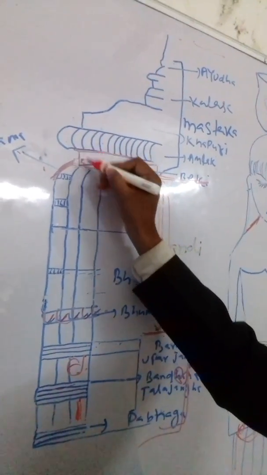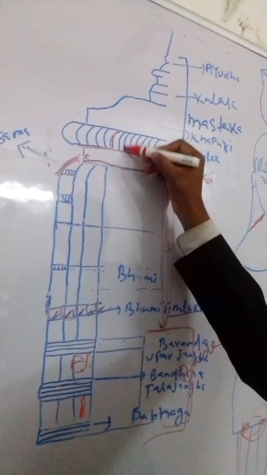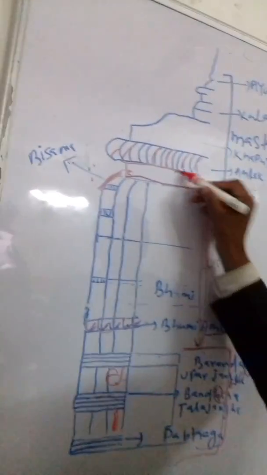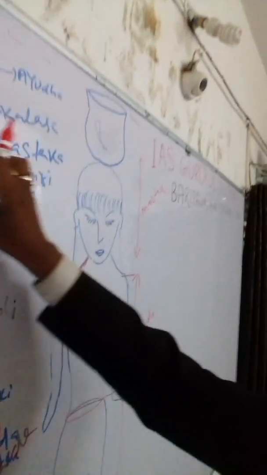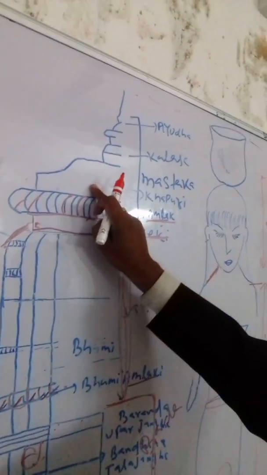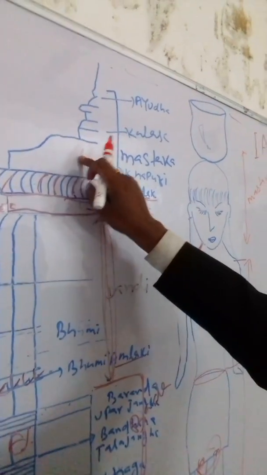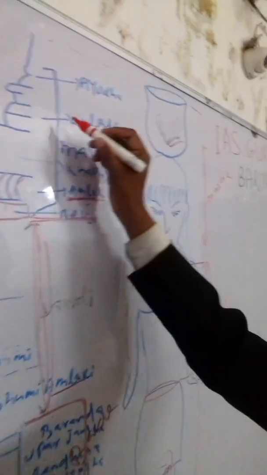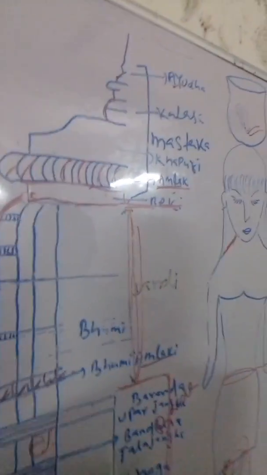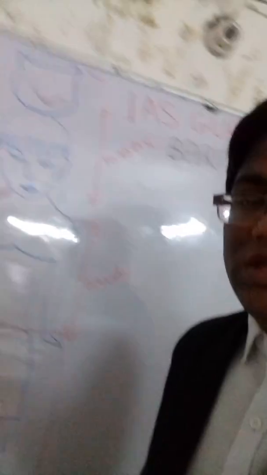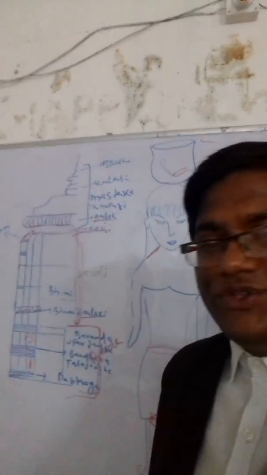Above the beki there is a derived distinct structure. This is known as amlak. Then above that there is khapuri. In this girl, you see this is the khapuri of the temple. Above that is the kalasa. After the kalasa there is the ayudha, that means the weapons of the deity.